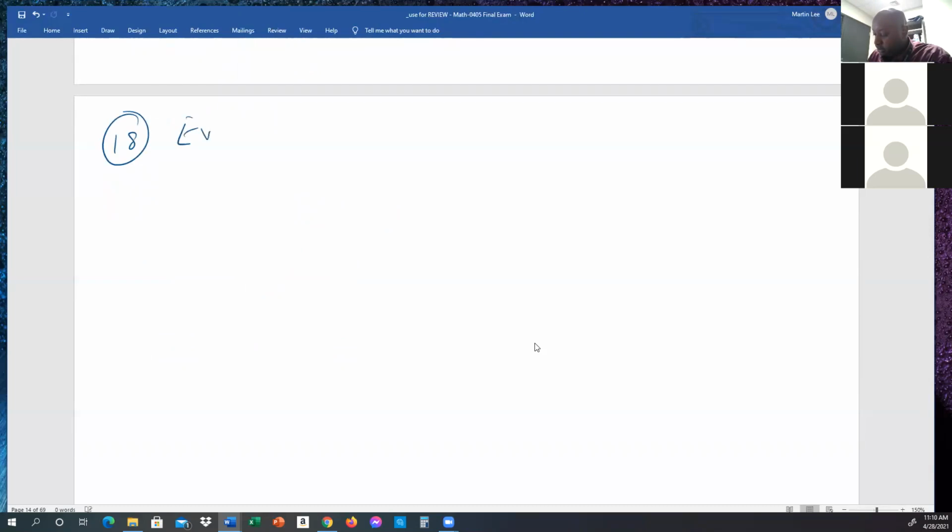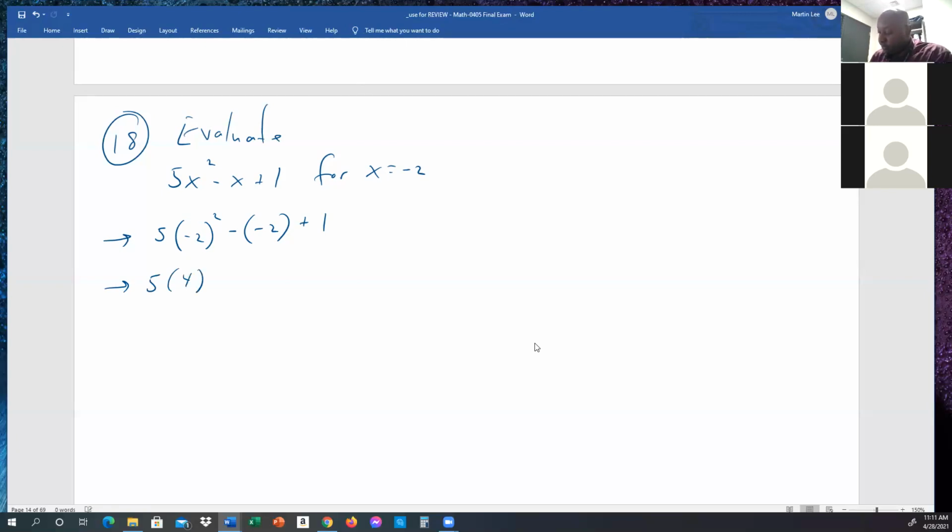Number 18, evaluate 5x squared minus x plus 1 for x equals negative 2. So wherever we see an x, we want to put in the value negative 2. So this will be 5 times negative 2 squared minus negative 2 plus 1. Negative 2 squared is negative 2 times negative 2, which is a positive 4. Negative times negative gives me a positive 2, then plus 1. 5 times 4 is 20, plus 2 plus 1 gives me 3, and now 20 plus 3 gives me 23.